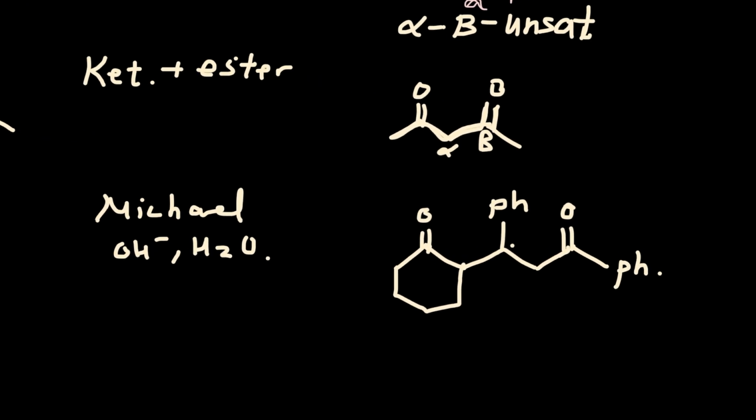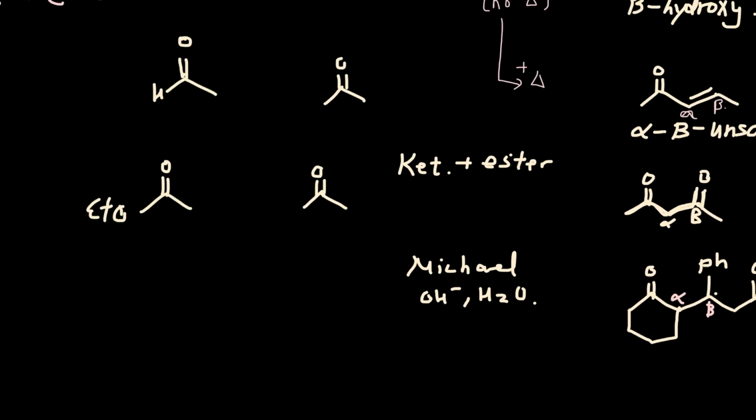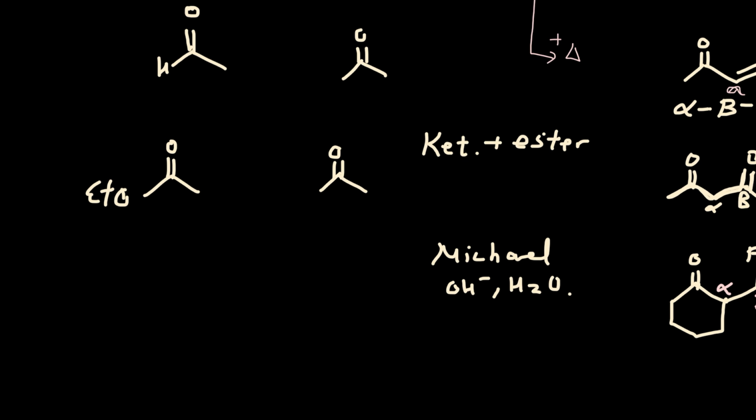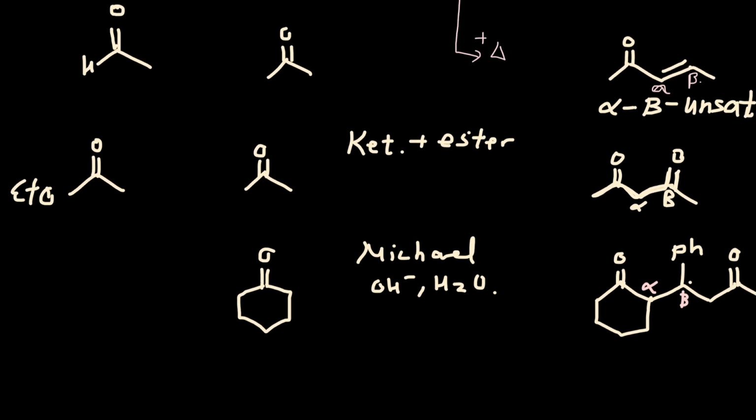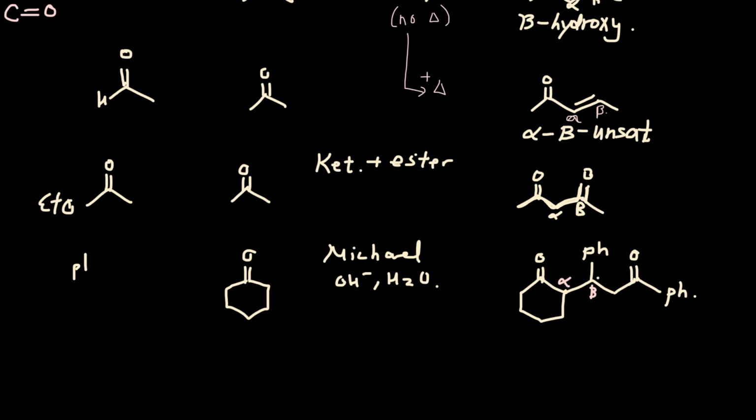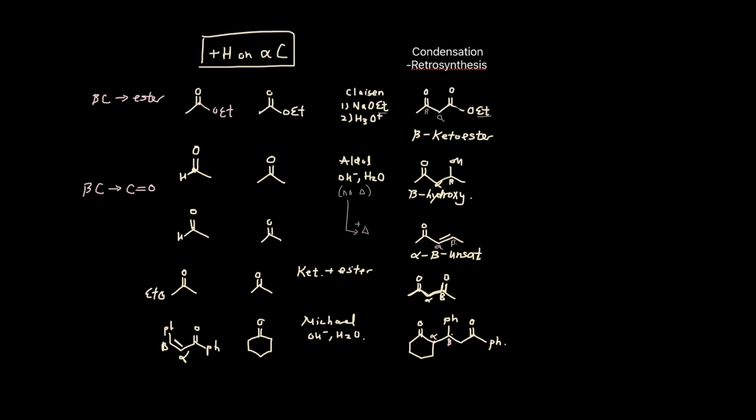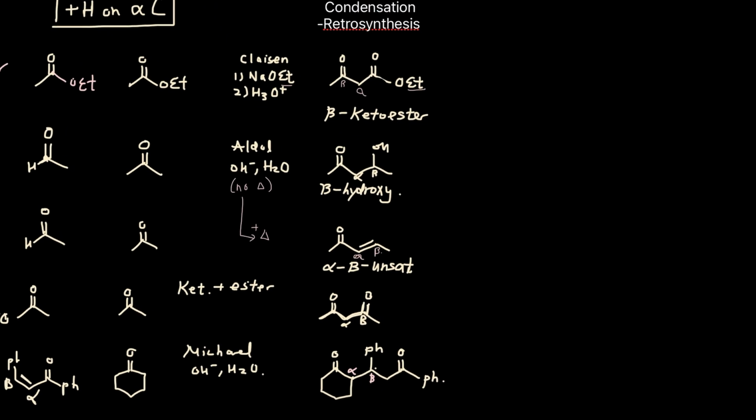And for the Michael addition, sometimes there are multiple options. So this can be our alpha, this can be our beta. So we redraw the alpha side. And the alpha carbon gets some hydrogens. Whereas for the beta side, we will add an alkene between the alpha and the beta, like that. Okay, so that's retrosynthesis.